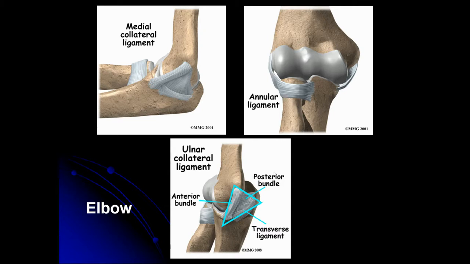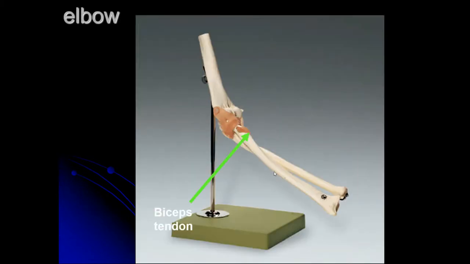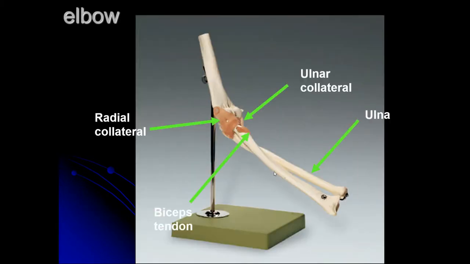Well, when the bones are on each side, remember the word for toward the side is lateral, but they're on each side of the bone, so they're called collateral. And so we have two collateral ligaments, one on the radius side and one on the ulna side. And so we have a radial collateral and we have an ulnar collateral. You can also see the biceps tendon from the other direction in this picture.